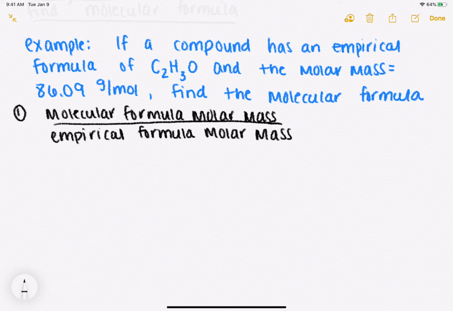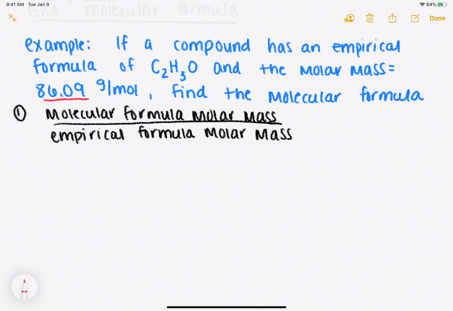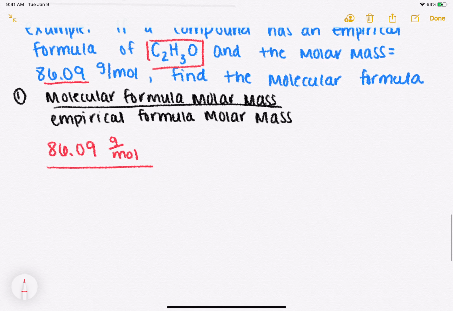Okay, so we can do that. We even already know the molecular formula molar mass because it tells us in the problem. So we have 86.09 grams per mole over, oh, and the problem does not tell us, but we do have information that will allow us to figure it out because we have the empirical formula. So we can find the mass of that empirical formula.